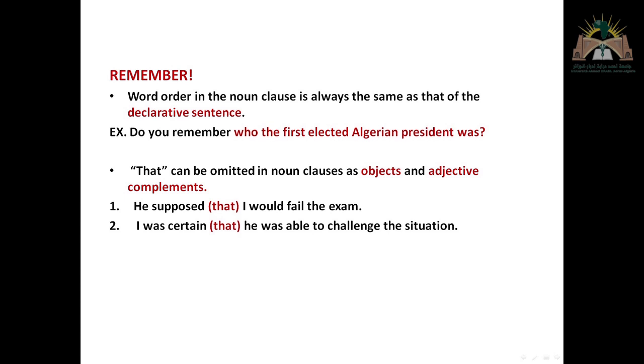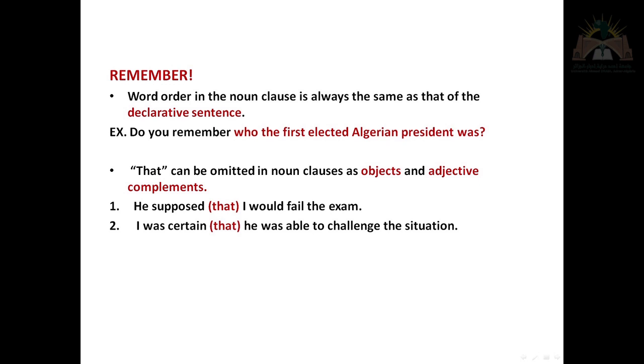following point is that can be omitted in noun clauses as objects or adjective complements. Look at this. Let's consider these 2 examples. He supposed that I would fail the exam. We can omit that here, and the sentence will be acceptable and conveys a complete thought. He supposed I would fail the exam. Okay? Why? Because he supposed that I would fail the exam is functioning as an object of suppose. Supposed what? Suppose that I would fail the exam. So since the noun clause is functioning as object of the sentence, that can be omitted.